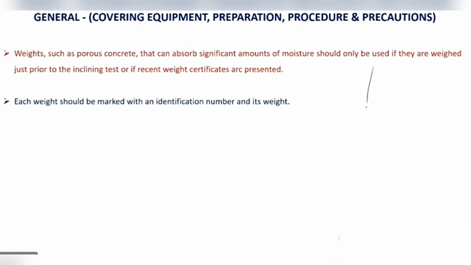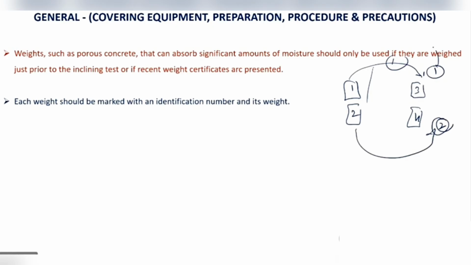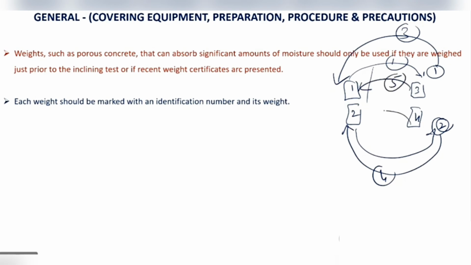But how is it done? If you have weight 1, weight 2, weight 3, weight 4. Weight 1 goes this side, that is step 1. Weight 2 goes this side, step 2. Weight 1 comes back, step 3. Weight 2 comes back, step 4. Weight 3 comes this side, step 5. Weight 4 comes this side, step 6. Weight 3 goes back, step 7. Weight 4 goes back, step 8. So after the 8th shifting, you come back to the same condition as you started with.